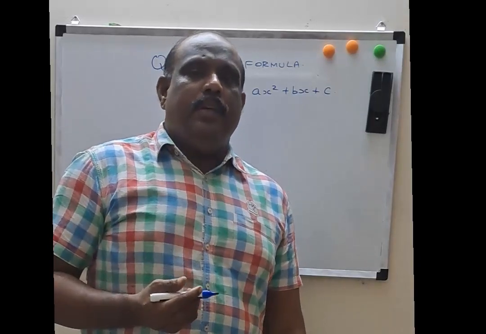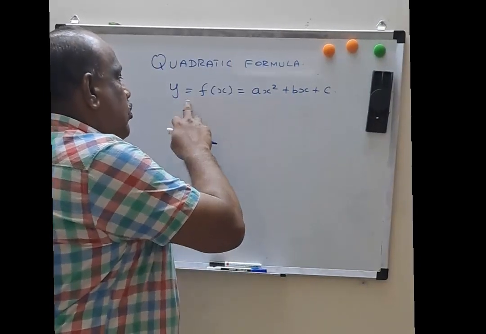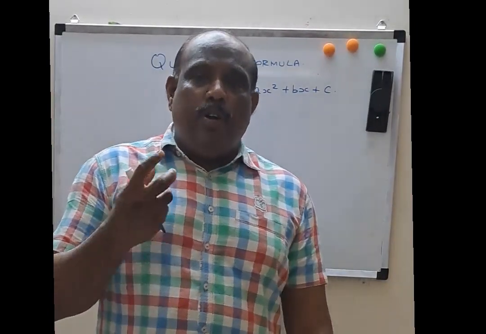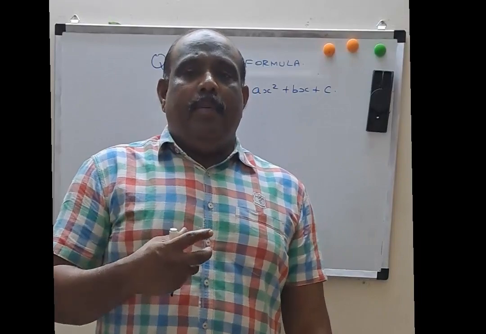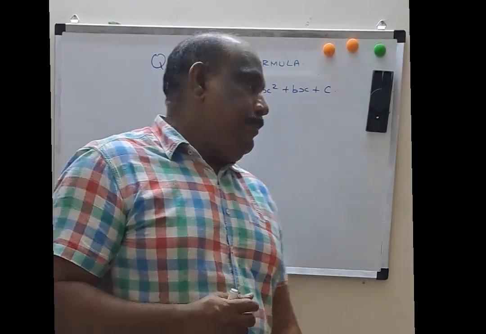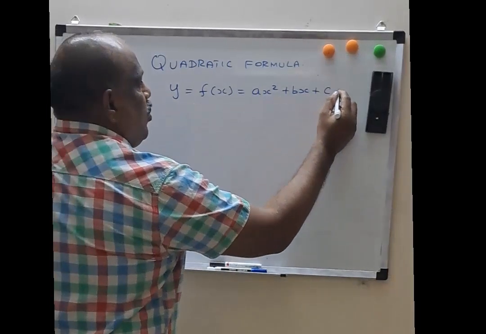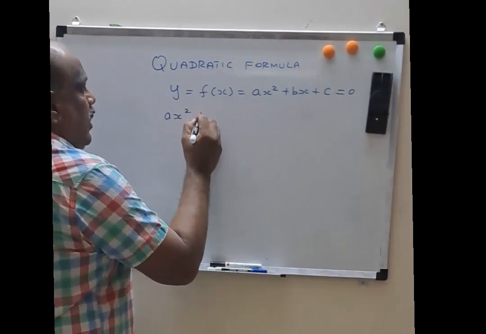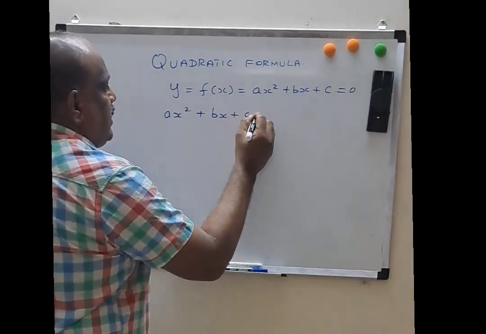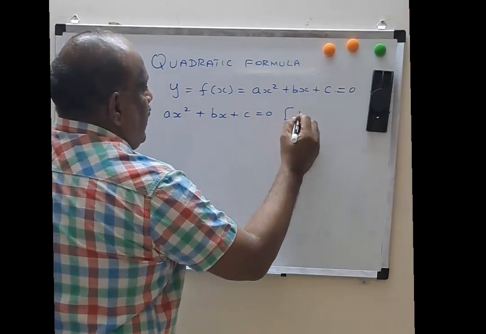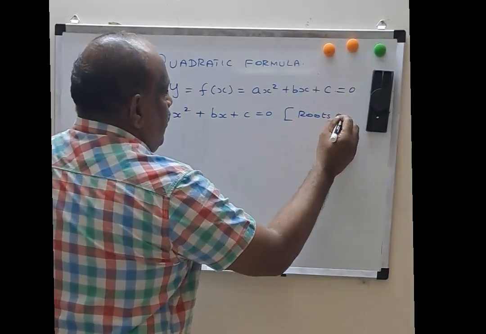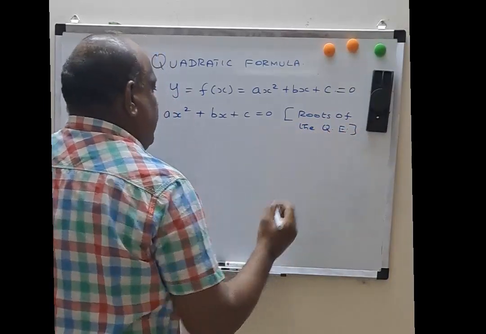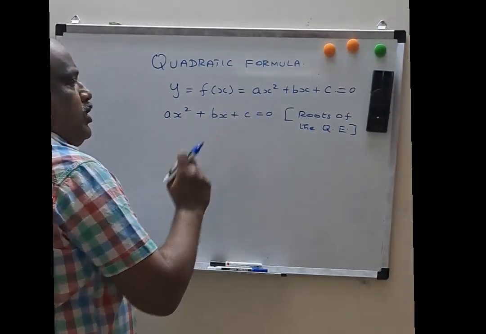What is meant by roots? For what value of x this y will become 0 are known as the roots of this quadratic equation. So we want to find the value of x which will make my y to be 0. That is the idea. So I can write like this: ax squared plus bx plus c is equal to 0, because I want to find the roots of the quadratic equation. So I made it equal to 0.